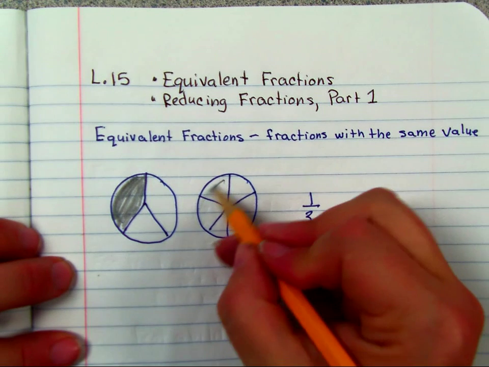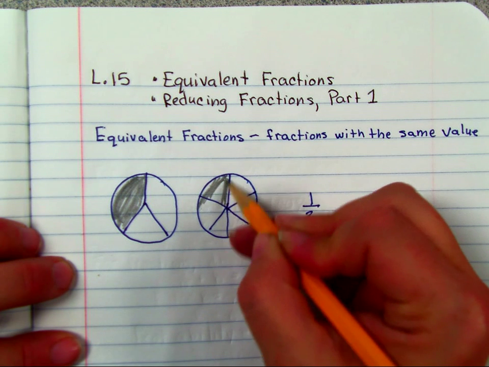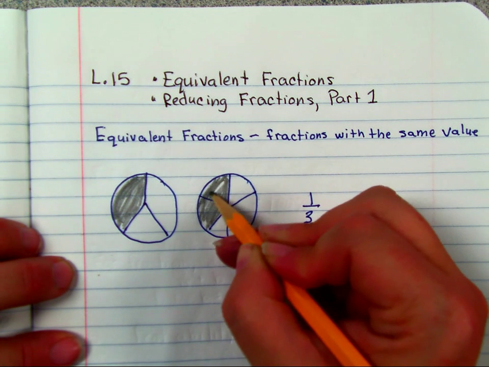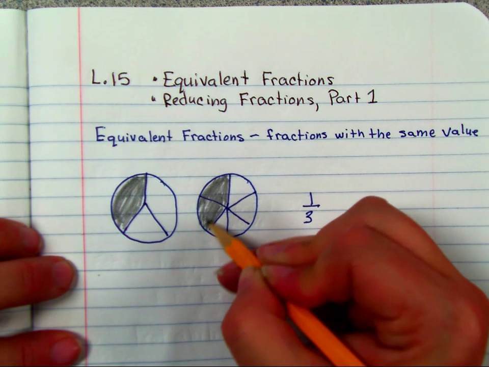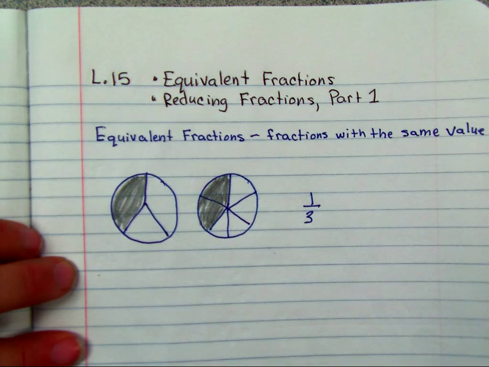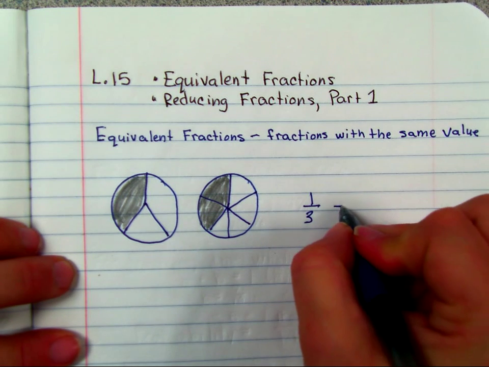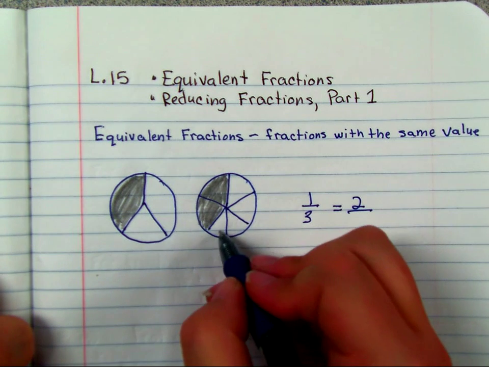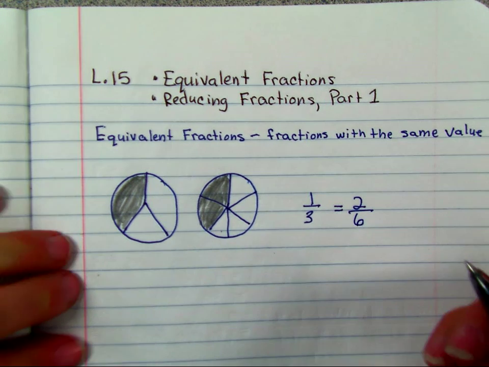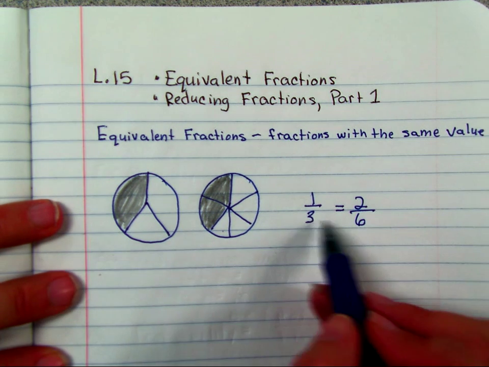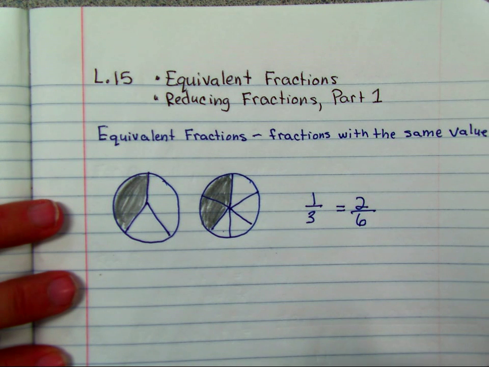Over here, go ahead and shade 2 of your smaller parts. So here I have 2 parts shaded out of 1, 2, 3, 4, 5, 6 parts whole. It's the same piece of the pie though, right? So 1/3 is equivalent to 2/6.